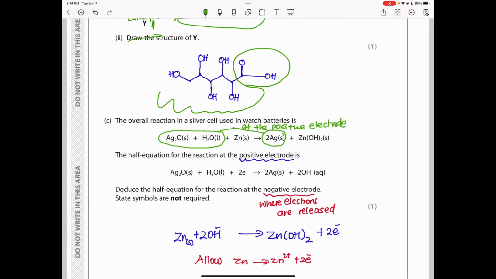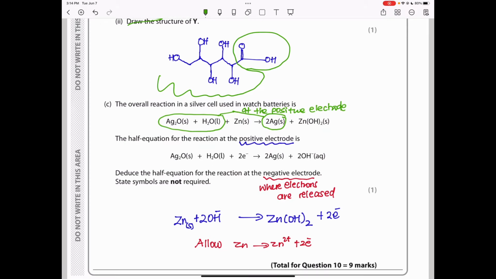Part C says, the overall reaction in a silver cell used in watch batteries is as shown. So they've given us the overall reaction. Here I use green. Let me try to get another highlighter so that we can see properly. So they say the overall reaction in a silver cell used in watch batteries is shown below. So let's see. If this is the overall reaction and they say that the half equation is this, they have given us the half equation and that is the overall.